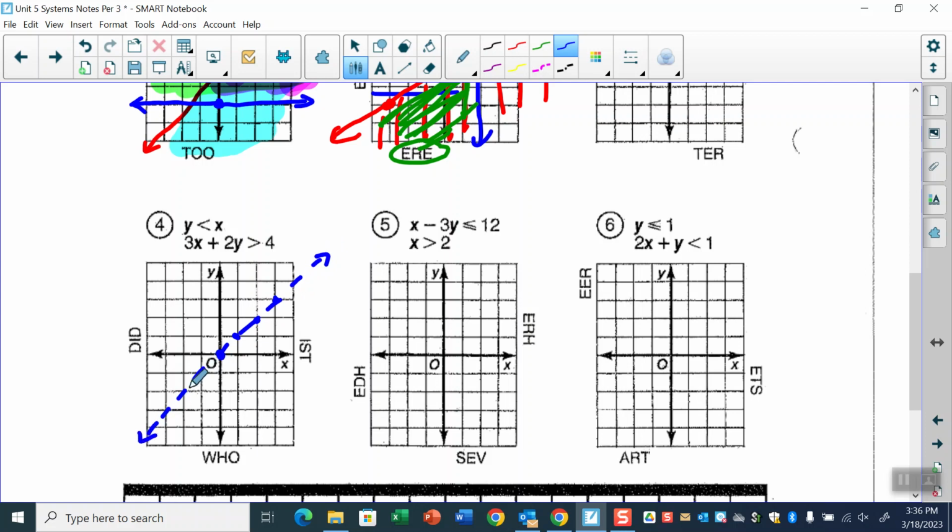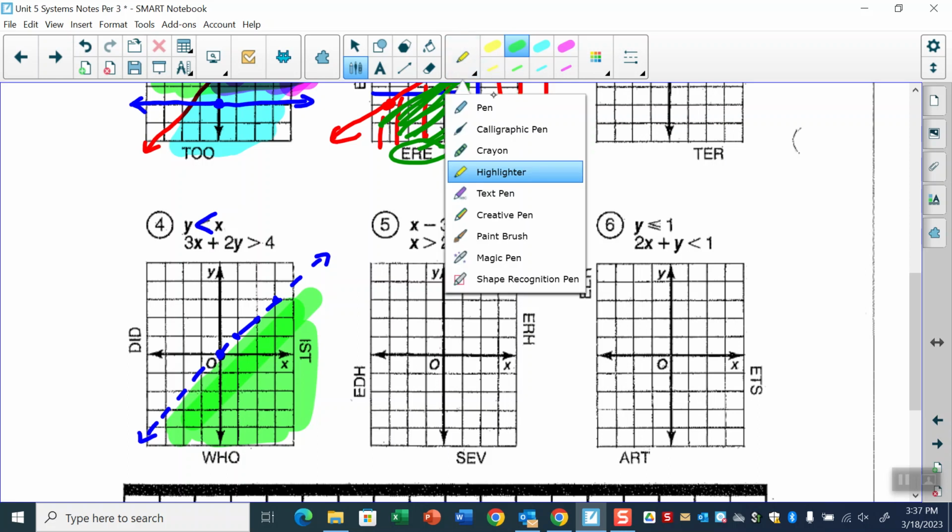So if a point is on this dashed line, it's not part of the solution. And now it's a less than, right? So I'm going to shade below. It's less than, so let's shade below here. So there is my less than.